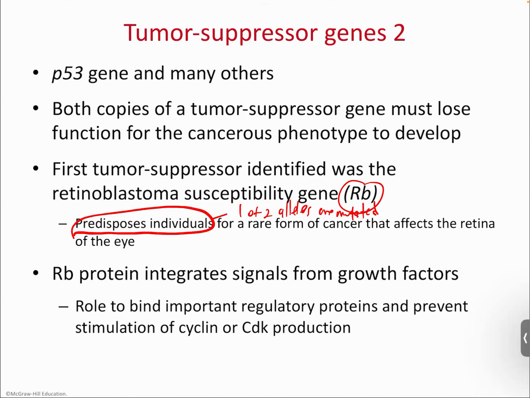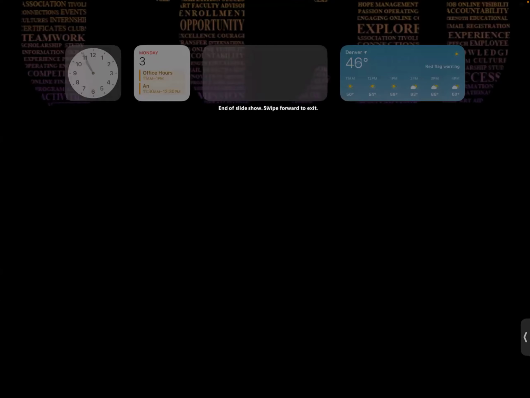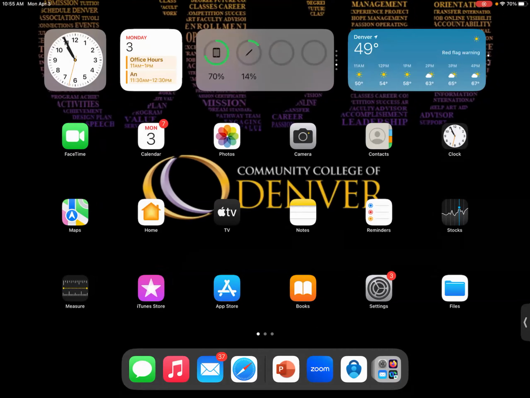Because cells don't just turn on or off. They don't just become evil right away. It's a slow progression, but it starts with the loss of a tumor suppressor or the gain of an oncogene. So that's the end of 10. We'll start 11 next time.